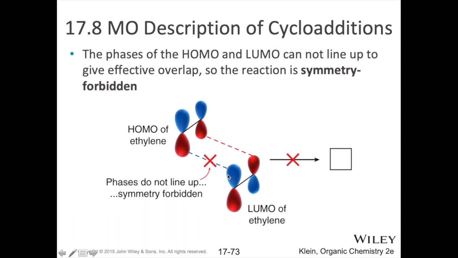So even though we could draw an arrow pushing mechanism that could explain the formation of the product, we can see that this product will not actually form. Okay, we say that this reaction is symmetry forbidden. Right? It's not symmetry allowed, it's symmetry forbidden because the orbitals don't line up to allow it.